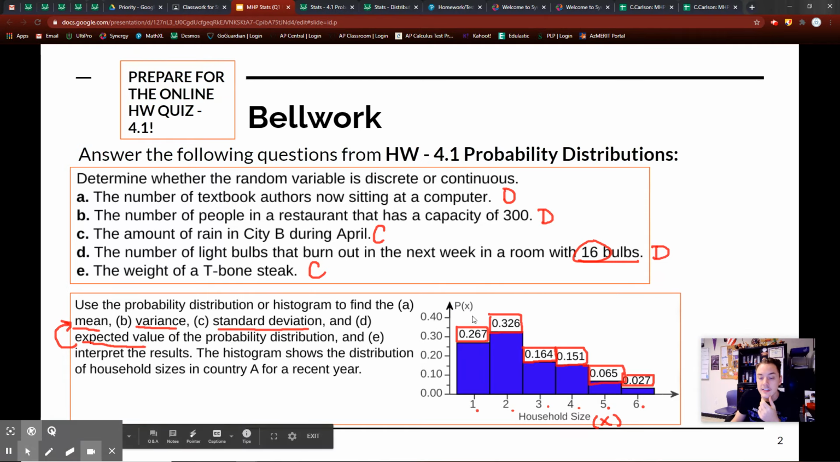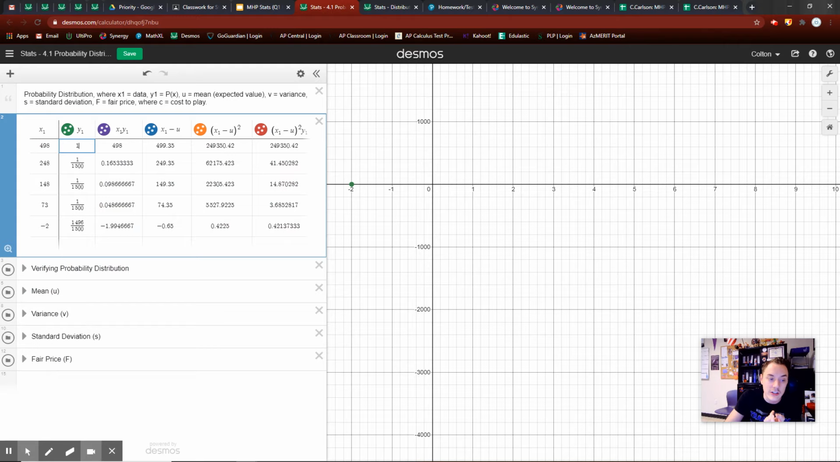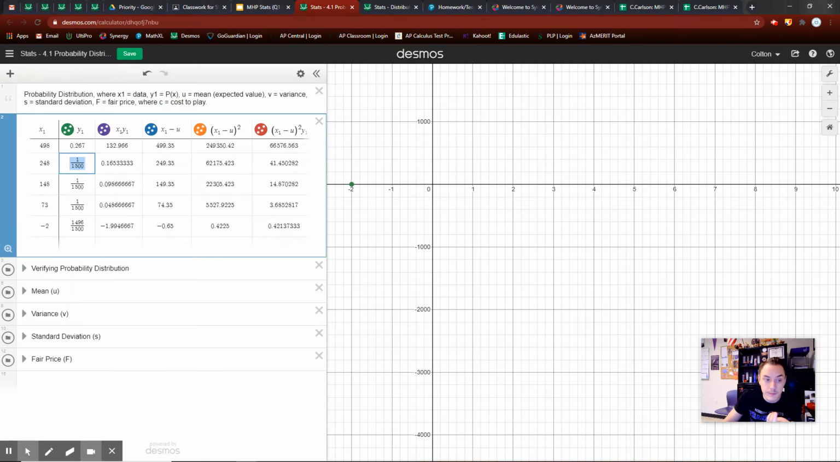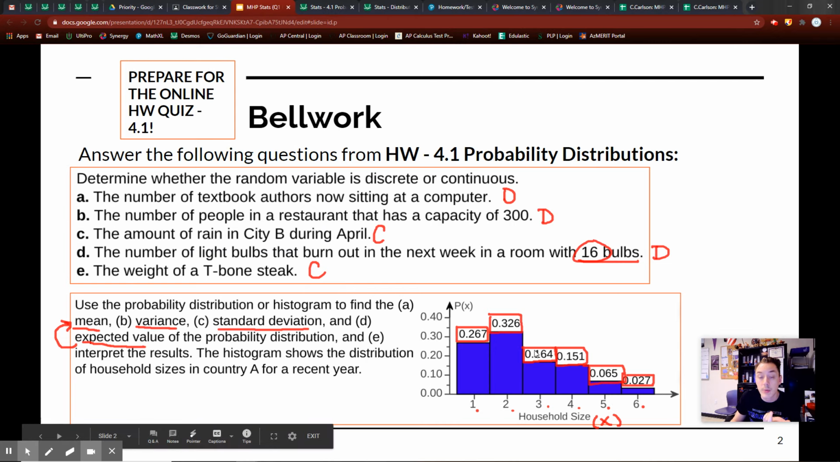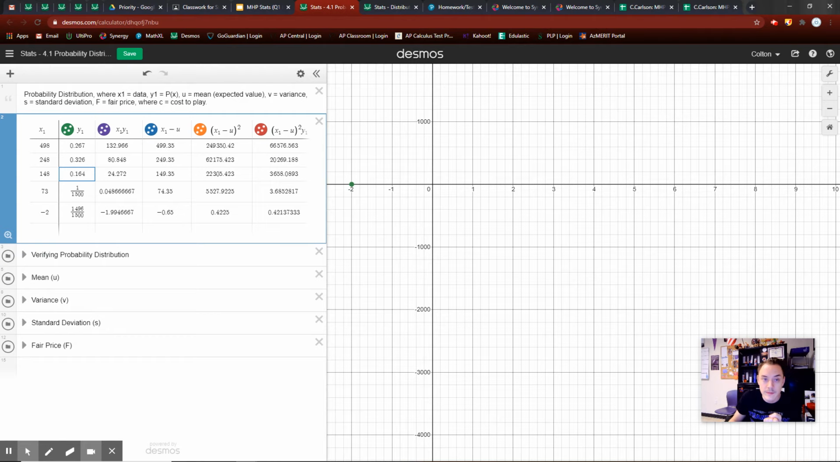My first one is 0.267. So I'm going to go over here. I'm going to change this. I'm going to delete this whole fraction and do 0.267. Great. Next one is 0.326. So I'm going to go over here, 0.326. Okay. Next one is 0.164. So go down, 0.164.